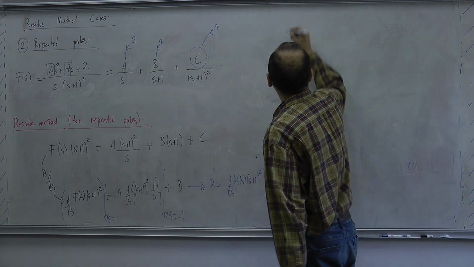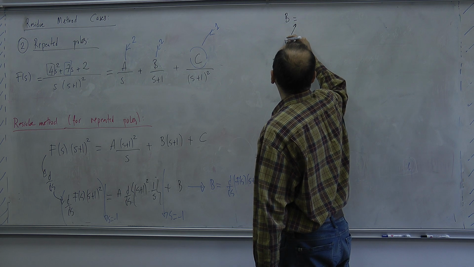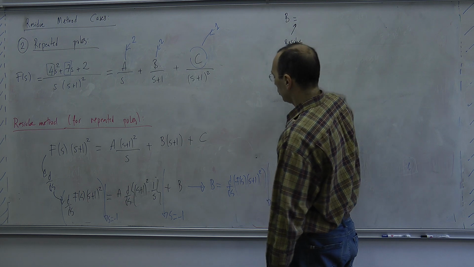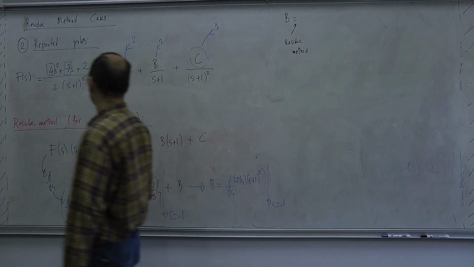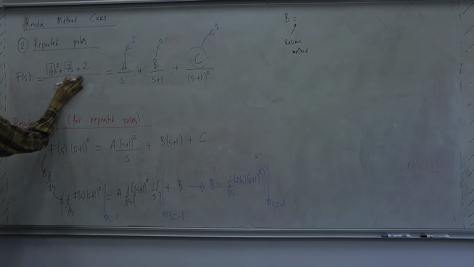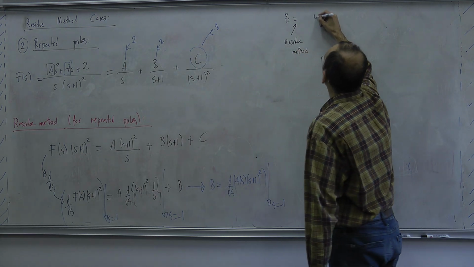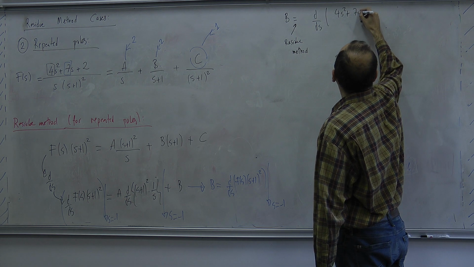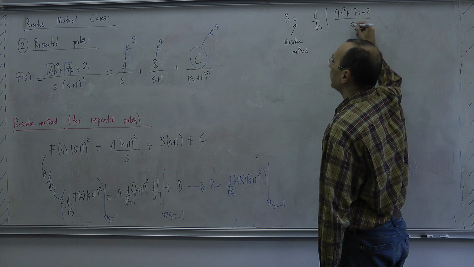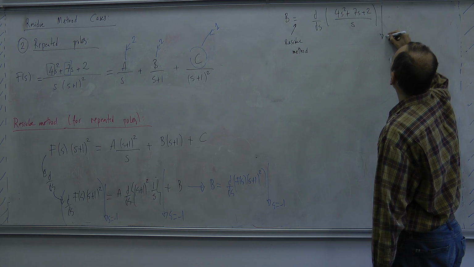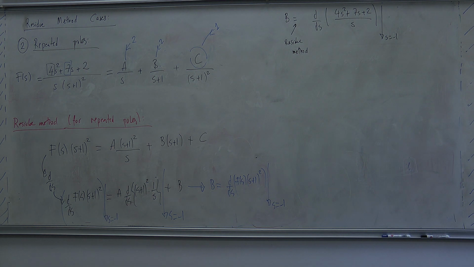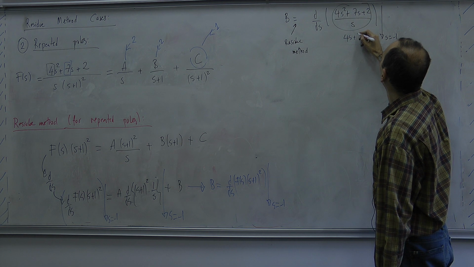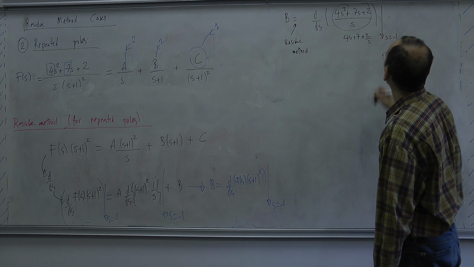Okay. So b, residue method. f of s times (s plus 1) squared. So then this is cancelled. Then d/ds of 4s plus 7 plus 2 over s, and then do this calculation and substitute s equal to -1. But this part, I think it's easy: 4s plus 7 plus 2 over s.